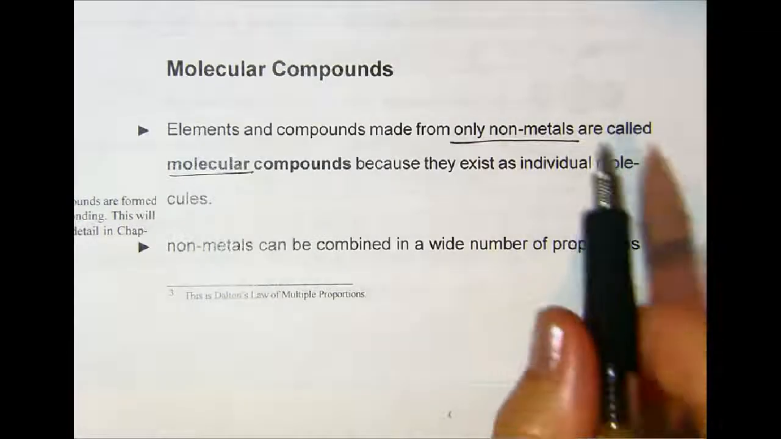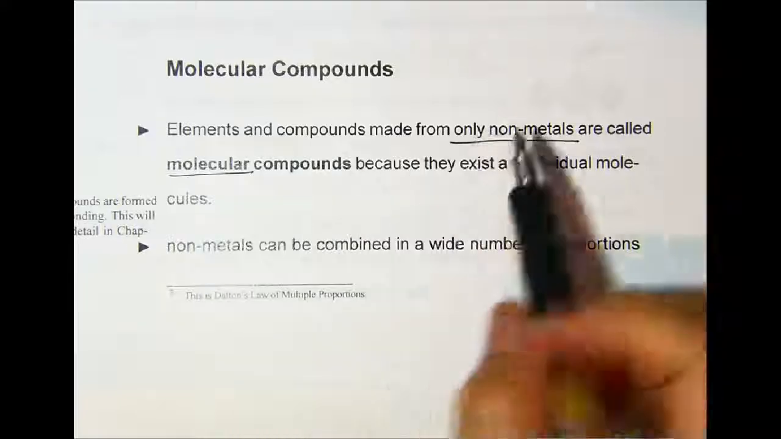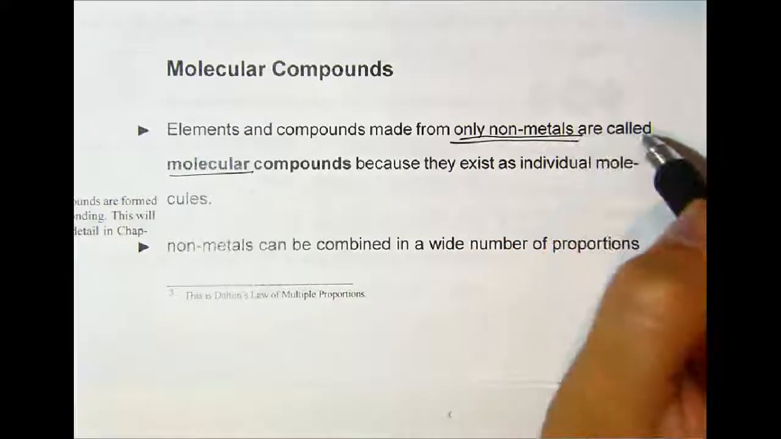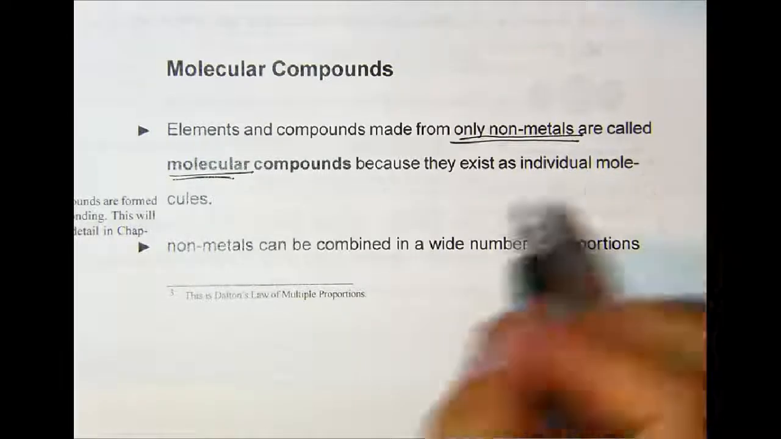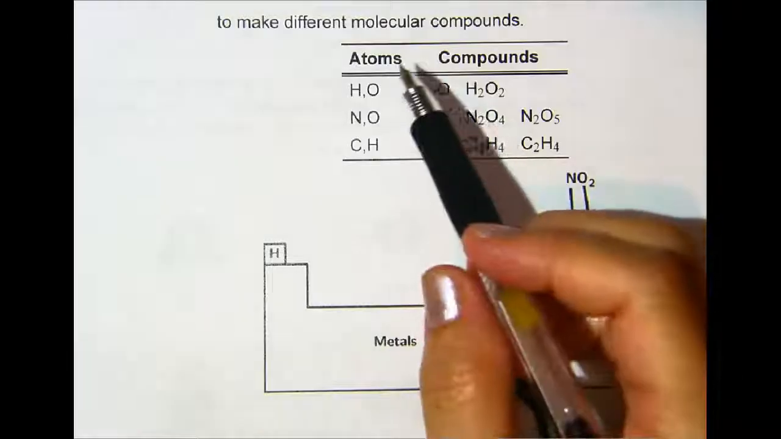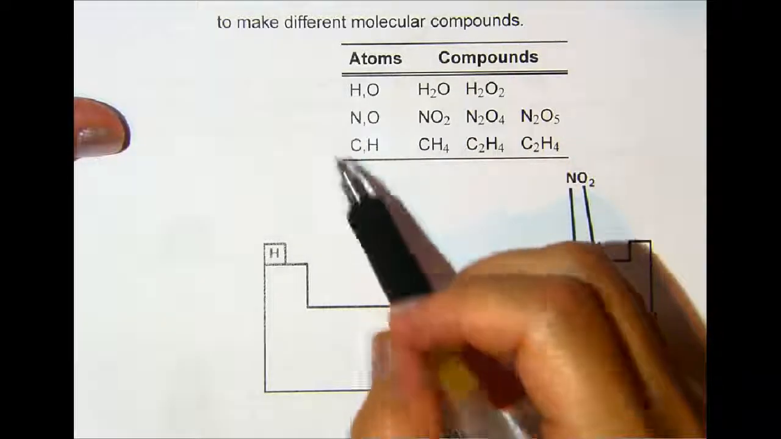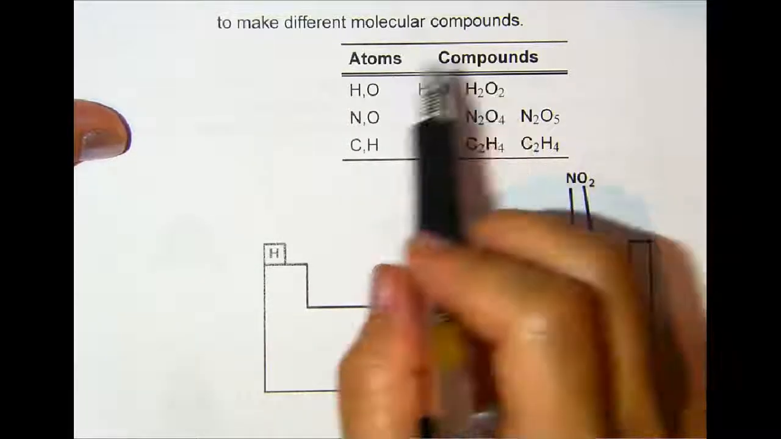Important distinction to make. Molecular compounds are elements and compounds made from only nonmetals, called molecular compounds because they exist as individual molecules. Nonmetals can be combined in a wide number of proportions to make different molecular compounds. Here's a chart with examples. Hydrogen and oxygen can form water or hydrogen peroxide.